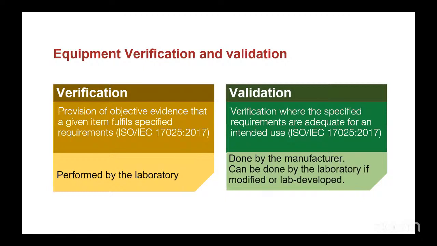Equipment verification and validation. We're going to look at verification and validation during the course of this training. Verification is the provision of objective evidence that a given item fulfills a specified requirement, while validation is a form of verification where the specified requirements are adequate for an intended use. Now, verification is usually done by the laboratory. Validation is usually done by the manufacturers, and can be done by the laboratory if they have the capacity to do that. Am I communicating?